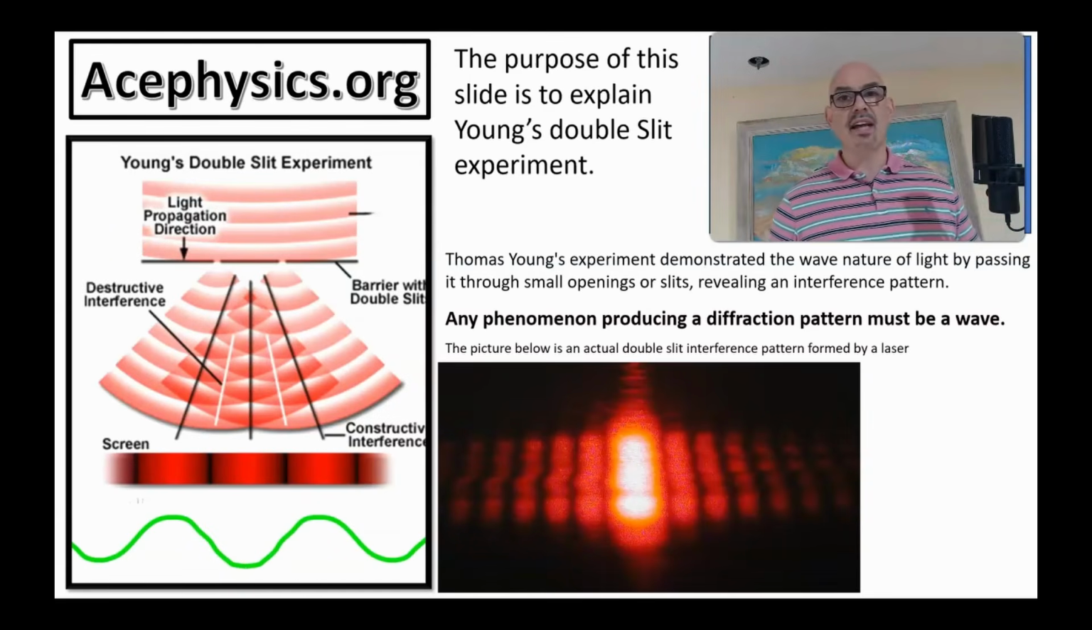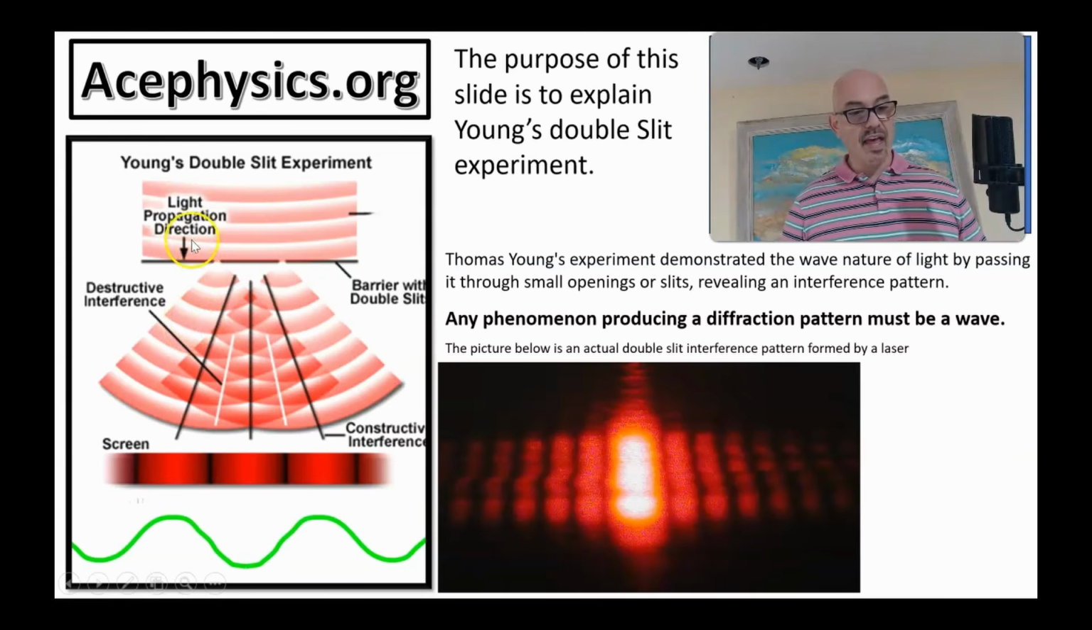On this slide, I'd like to explain Young's double slit experiment. This was an experiment done by Thomas Young in the early 1800s to prove that light was a wave. Light was incident on a barrier. This is the barrier, this is the light coming in, and the barrier had two slits in it. When light is incident on a barrier with two slits, and the size of the slits is on the order of the wavelength of the light, then the light will diffract when it leaves the slits.